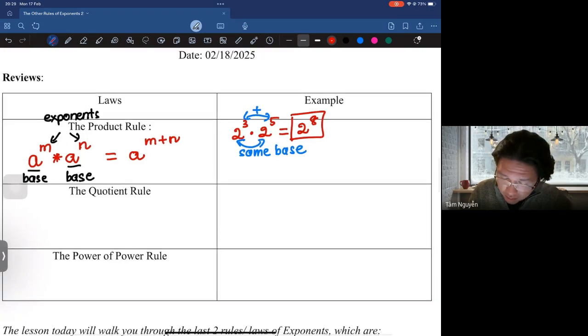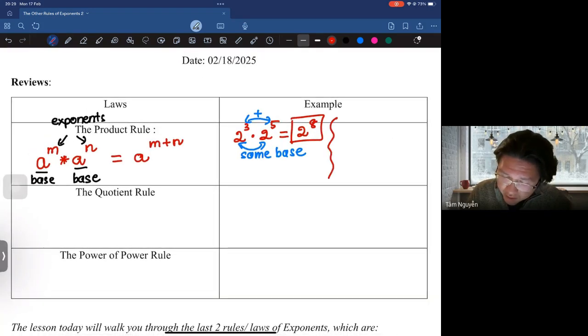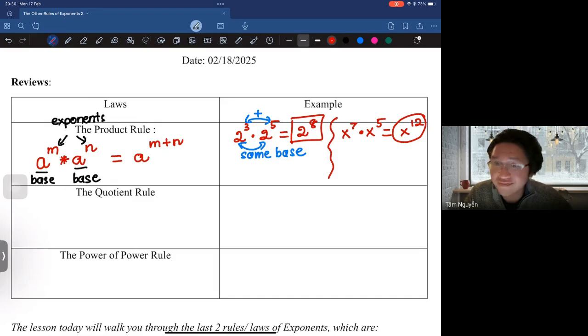Another example is if you have x to the power of 7 multiplied by x to the power of 5. Again, for both of them we have the same base, x. So we keep the base x and then we add the exponents. That's it. Now, let's go to the quotient rule.